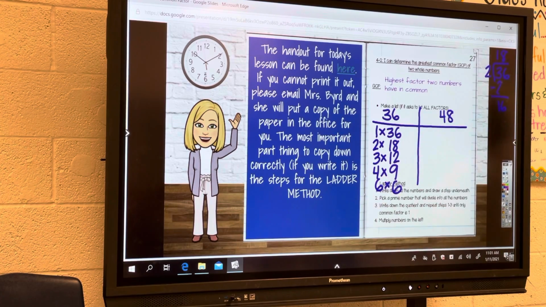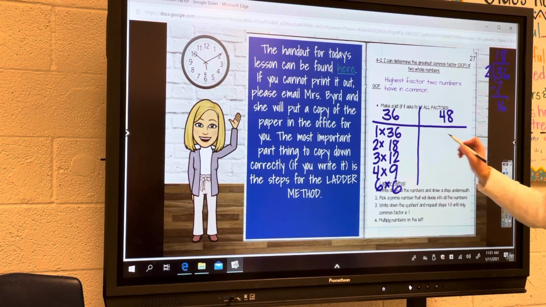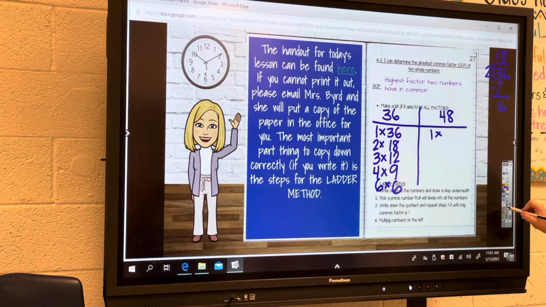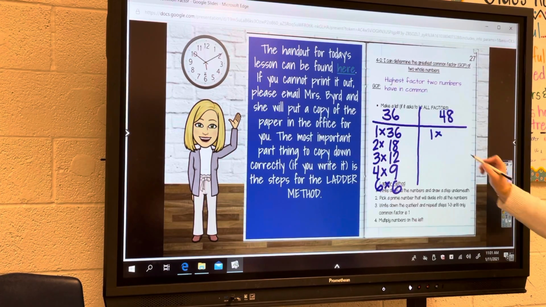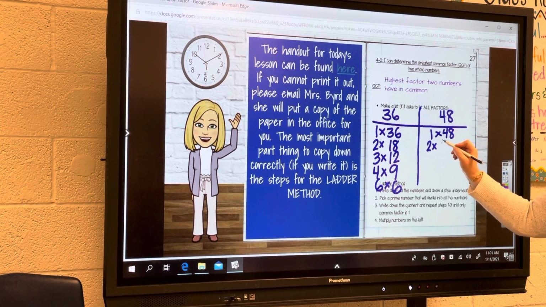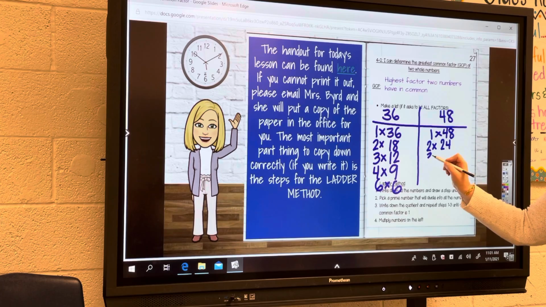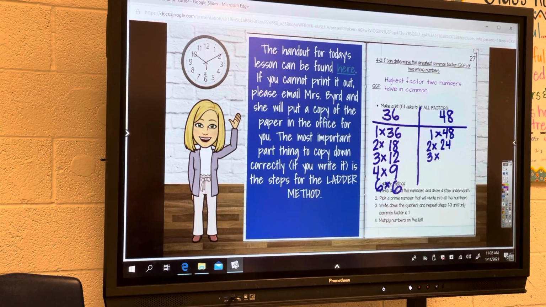Now let's do the same for 48. 1 times what is 48? 48. 2 times what is 48? 24. 3 times what is 48?